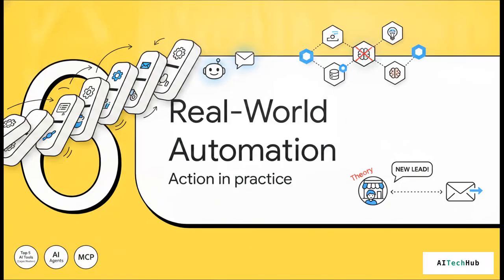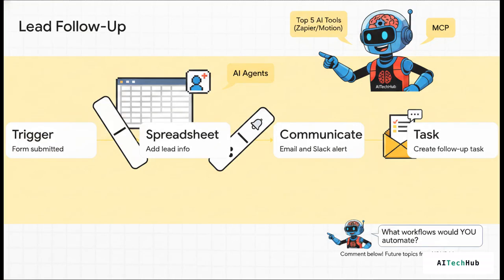Section 6. Real-world automation in action. Let's make this really concrete and actually watch the dominoes fall in a practical scenario. A small business automatically following up with new leads. Step 1. A potential customer submits a website contact form. The first domino falls. Instantly, the workflow cascades to Step 2.